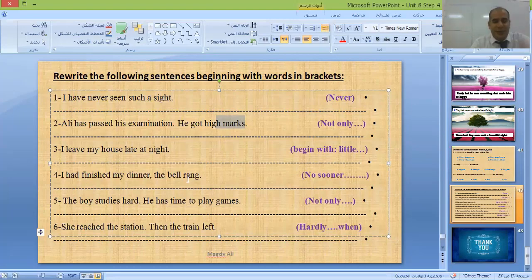I had finished my dinner, the bell rang, use no sooner. Yes, no sooner had I finished my dinner than the bell rang. The boy studied hard, he has time to play games, use not only. Yes, not only does the boy study hard, but also he has time to play games. She reached the station, then the train left. Use hardly when. Yes, hardly did she reach the station when the train left. That's correct.